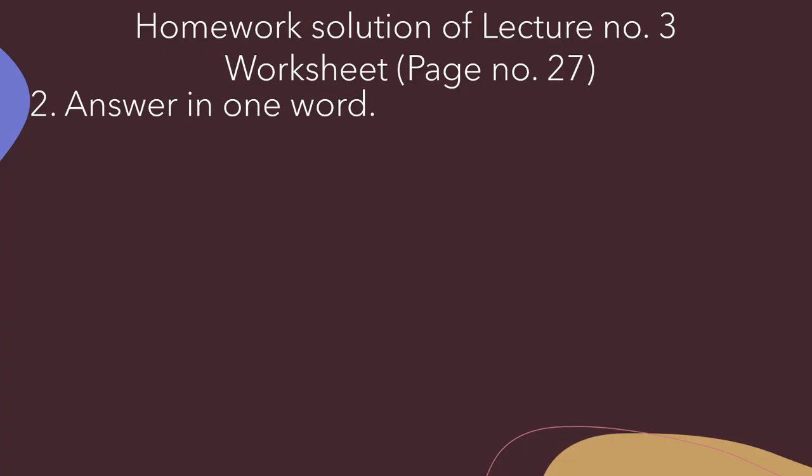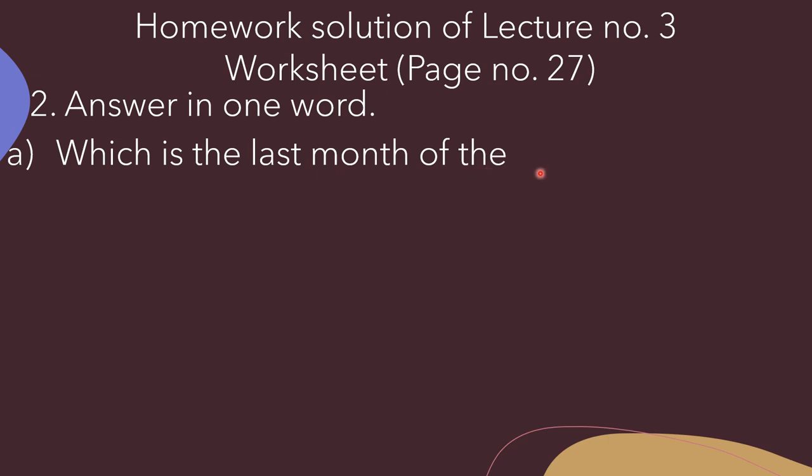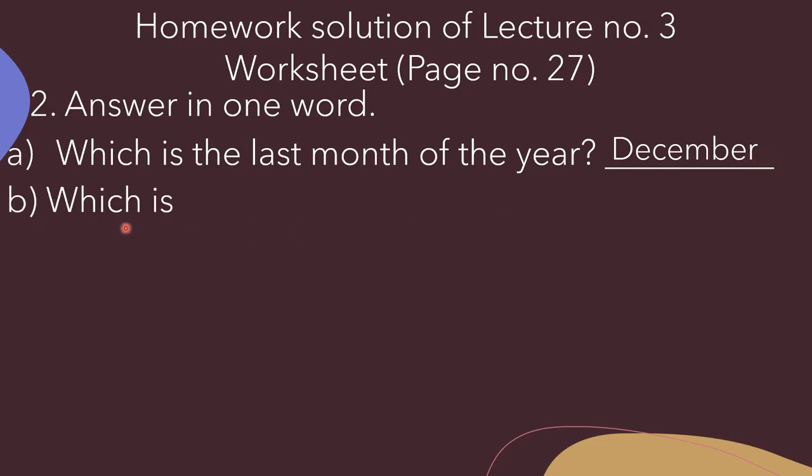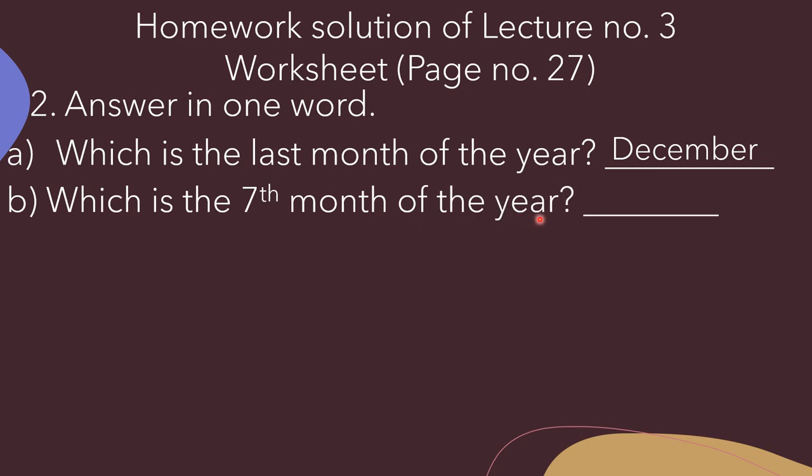Answer in one word. So let's see what is given to us here in A part, which is the last month of the year. And we know that which is the last month of the year, that is December. So here we will write the spelling of December. Now in B part, which is the 7th month of the year. So now we have to count the month name: January, February, March, April, May, June, July. So at number 7, July comes. So here we will write July.